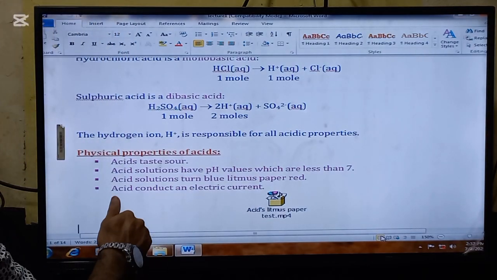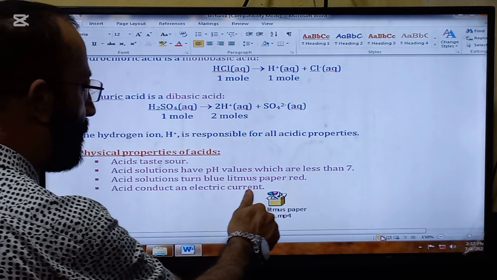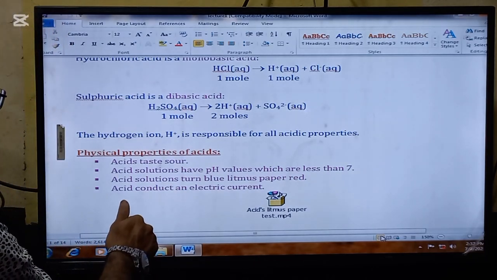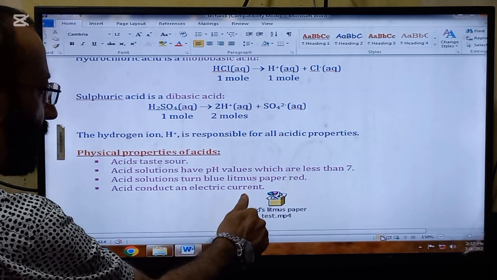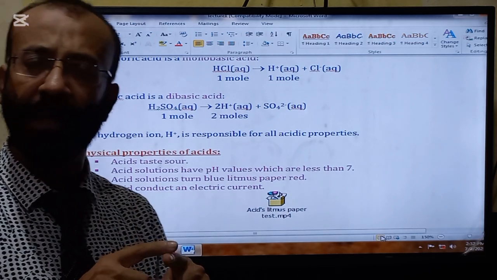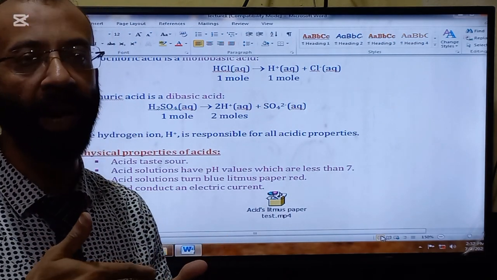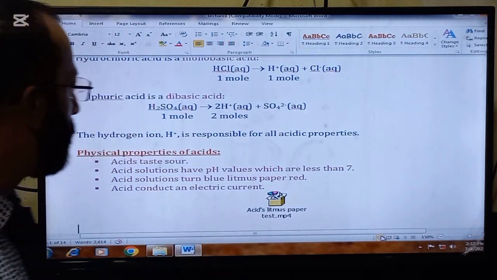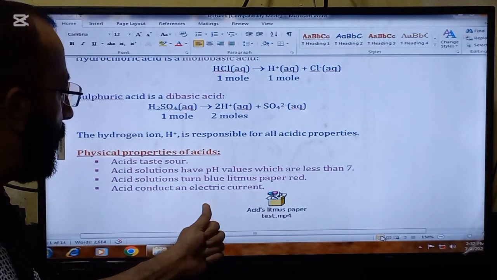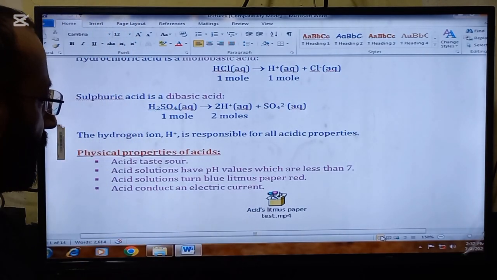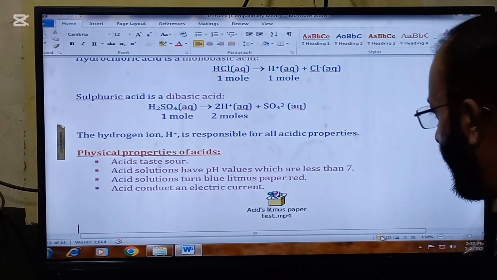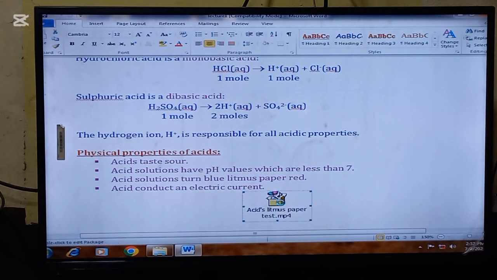Next property is acid solutions turn blue litmus paper red. And the last property of acids is acids conduct an electric current. So acids conduct, actually they pass through the current. That means conducts. So acids conduct an electric current. And here is a video. Here is a video that is actually acid's litmus paper.